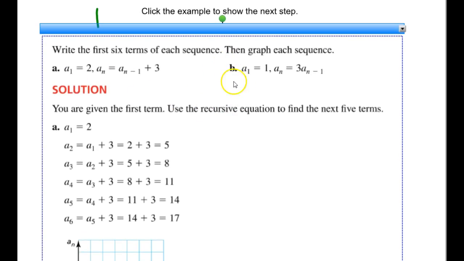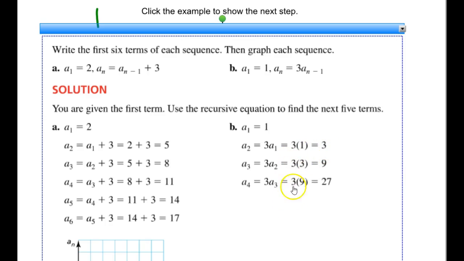So now let's look at B. Again, I'm told my first term, and then I'm given my formula. I see here I'm multiplying. I don't have an add or subtract, so I'm multiplying. So I know that this is going to be a geometric sequence. Again, I know my first term, and then I go ahead and plug that into the equation that I'm given to find my next few terms.